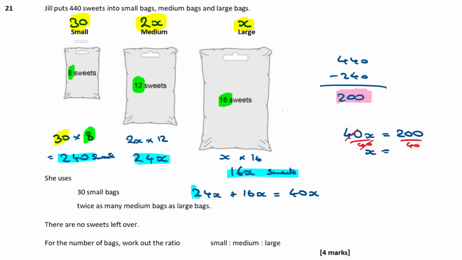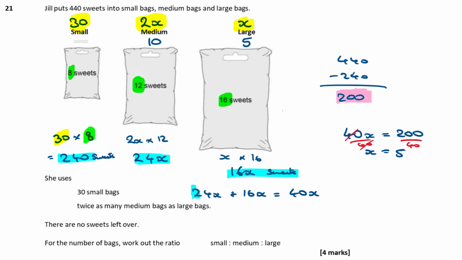So 200 divided by 40, 20 divided by 4, that's 5. Okay, so that means there must have been 5 large bags, because x is 5, and that means I must have had 2 lots of 5. I should have had 10 medium bags.